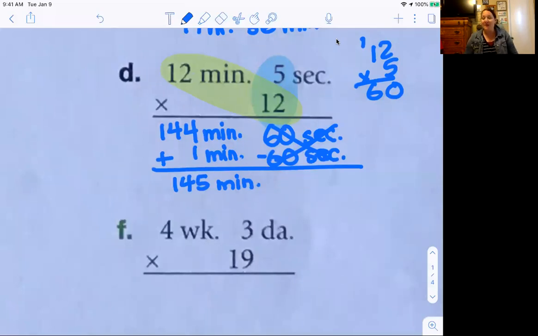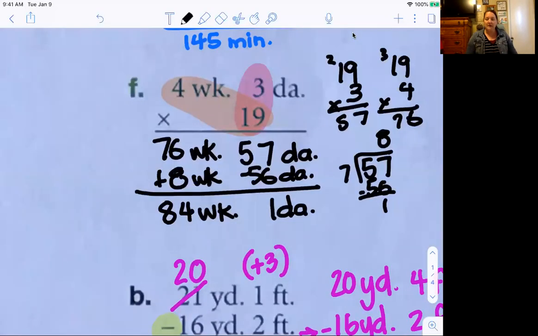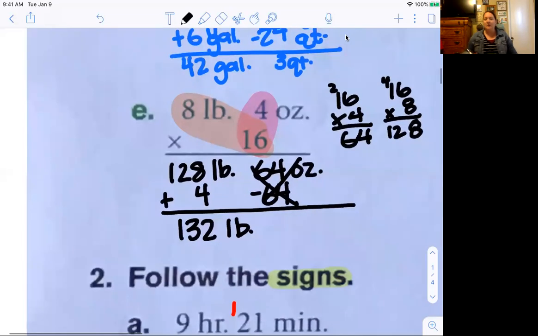Okay, press pause, and I would like you to do E and F. I'm going to do E and F, and we're going to come back and look at it together. Okay, so look at E. E was 8 pounds, 4 ounces times 16, and you get 128 pounds, 64 ounces. There are 4 groups of 16, and there's 16 ounces in a pound, so we're going to add 4 pounds and subtract 64 ounces, and your final answer is 132 pounds.